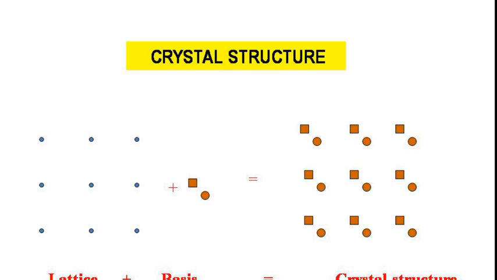This slide shows the crystal structure. Lattice plus basis gives the actual crystal structure. What is lattice? Lattice is used to identify the position of atoms, and basis means the group of atoms. These two, lattice and basis, combine together to form an actual crystal structure.